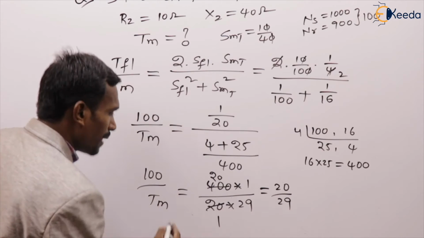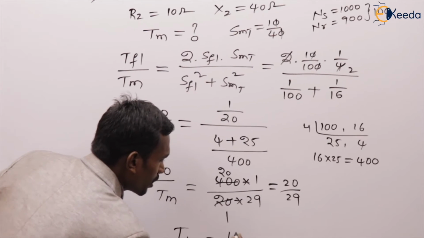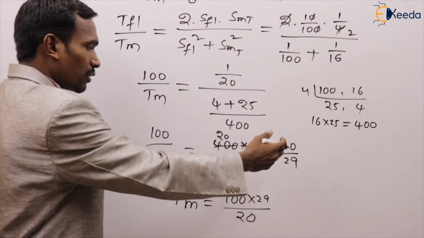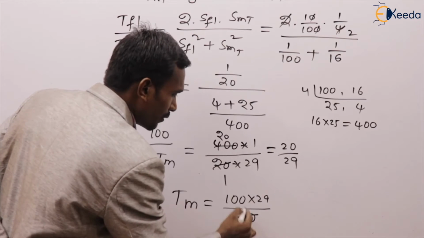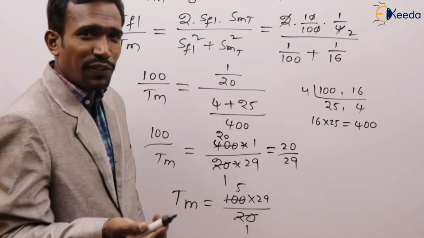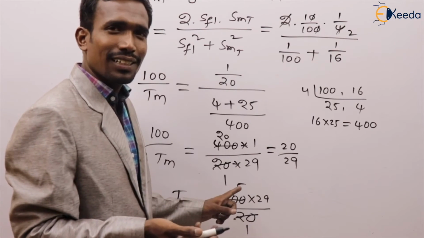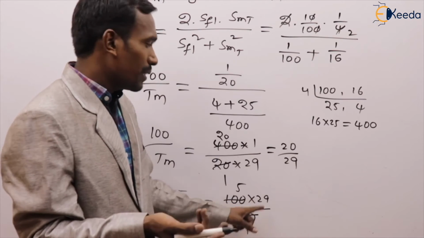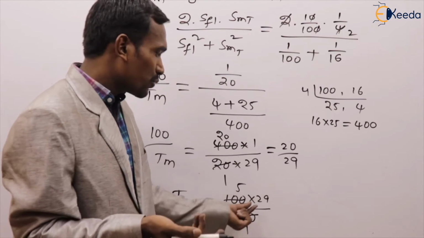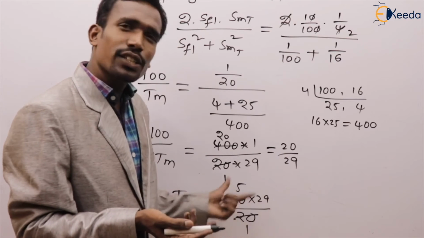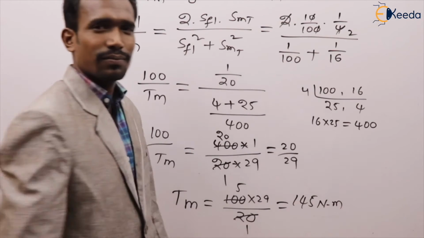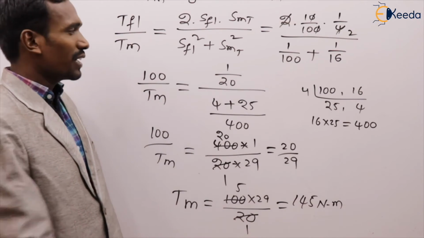Right? So what is maximum torque? The maximum torque is equal to 100 into 29 by 20. Tell me, 29 into 5. 30 into 5 is 150, but here it is less 5, so what is the answer? 145. Or 20 into 5 is 100, 9 into 5 is 45. The answer is 145 Newton meters. Very simple question.